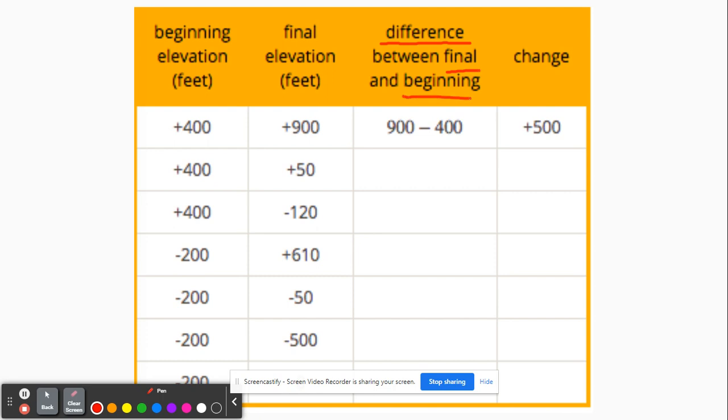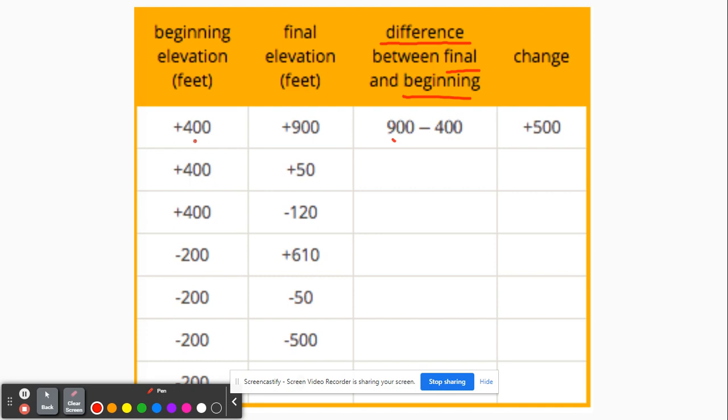So let's look at our first one. Our final elevation is 900. Our beginning elevation is 400. So simply final minus beginning, 900 minus 400, which is a change of positive 500. So that means the person started at 400 feet, they went up 500 feet, and then they ended at 900 feet.